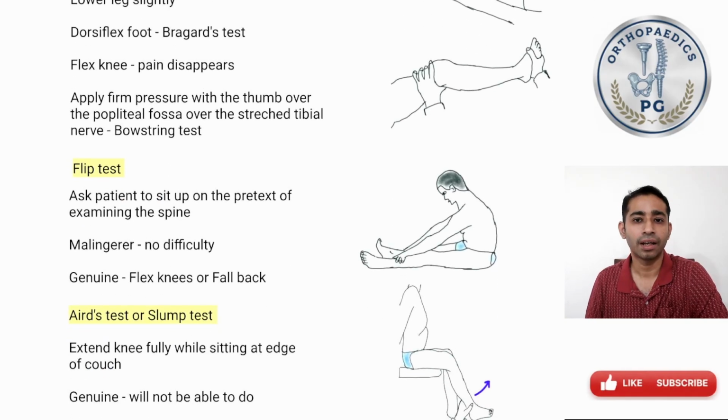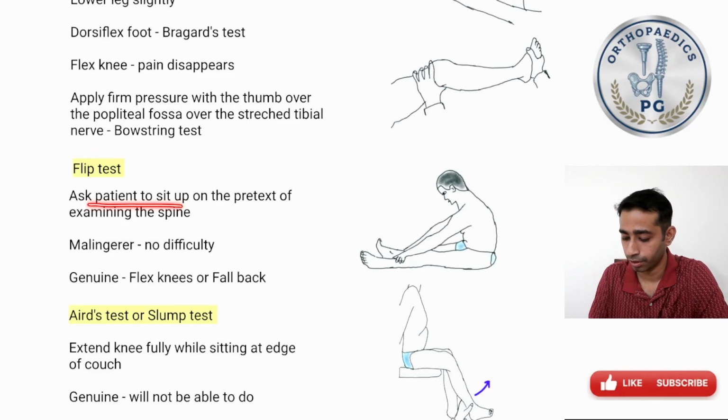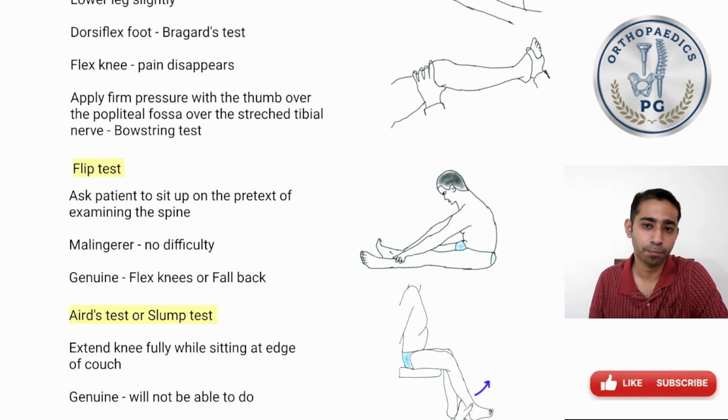Now in SLR, malingering or functional overlays are quite common. So some tests have been described to check for this malingering. One of them is the flip test. Here what you do is ask the patient to sit up on the pretext of examining the back of the patient. In a malingerer who was having SLRT positive at a lower degree, he may not have any difficulty. Whereas in a genuine patient, he will not be able to do it and the knees will get flexed or the patient will fall back. So this is known as the flip test.